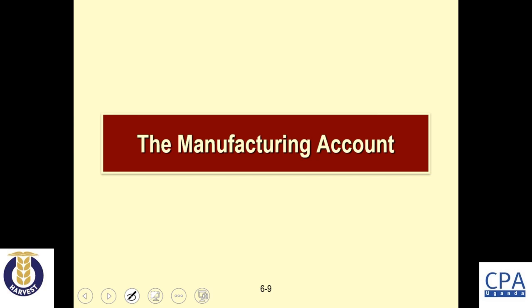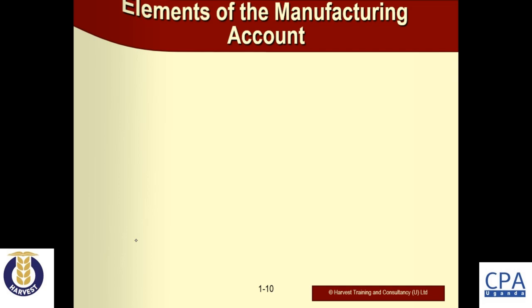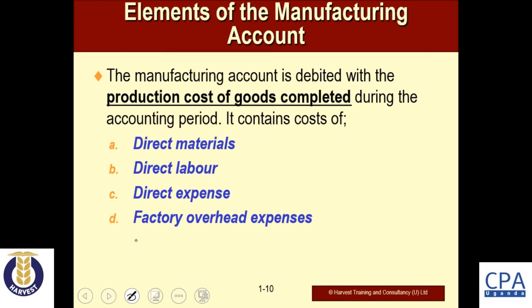What are those different elements that are presented in the manufacturing account? So we first of all look at the different elements here, and we are saying the manufacturing account is debited with the production cost of goods completed during the accounting period, and it contains the following costs.